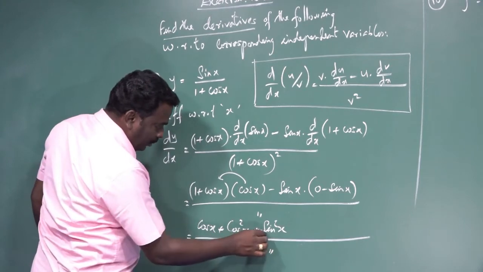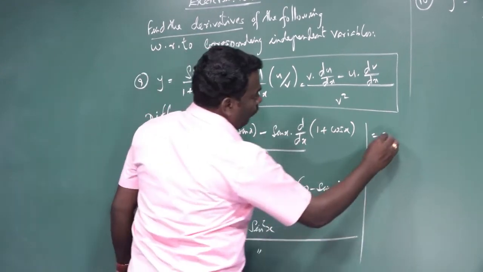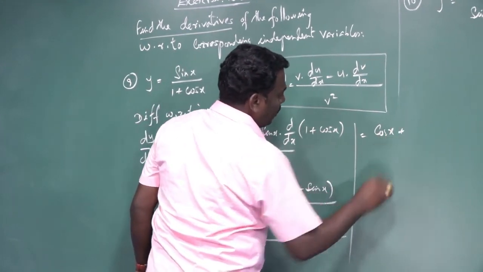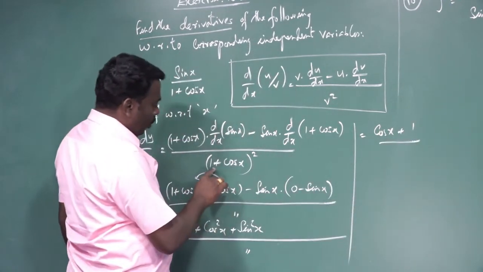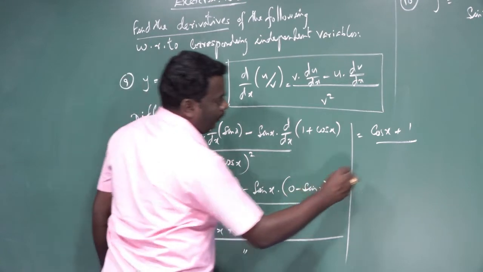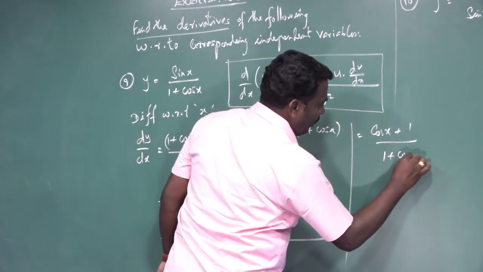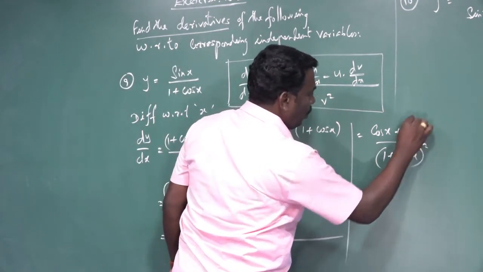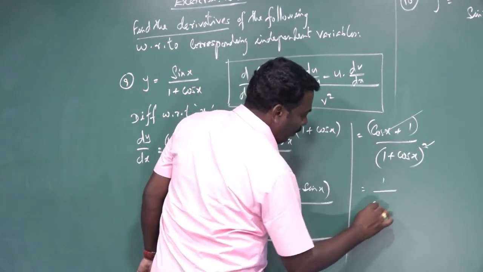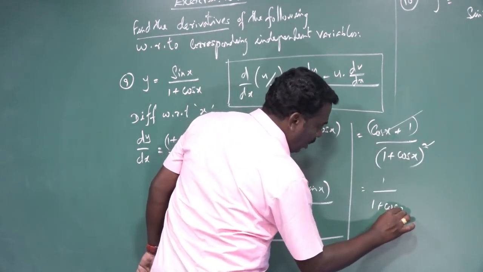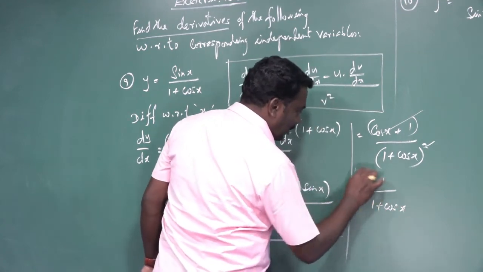Now sin square plus cos square equals 1, so cos x plus sin square plus cos square equals 1, by the denominator, which is 1 plus cos x whole square. So both terms, one term is cancelled, remaining is 1 by 1 plus cos x, and that is the final simplification.